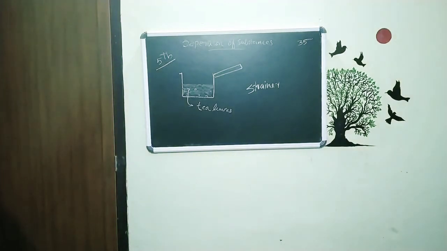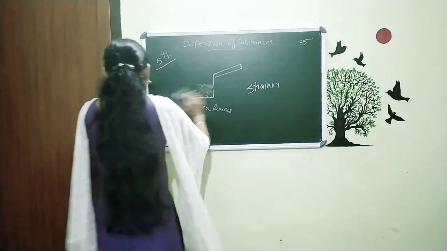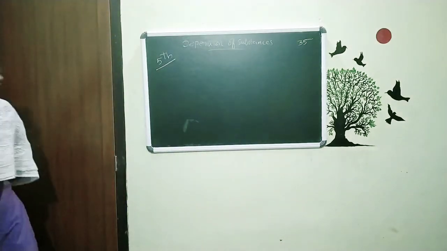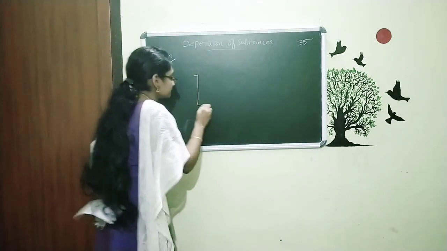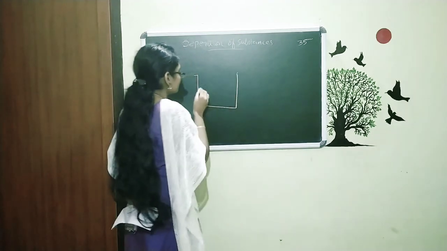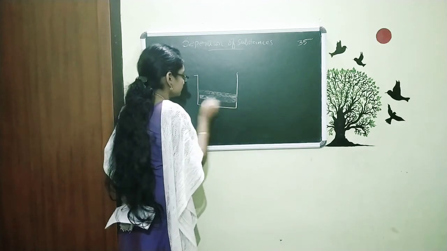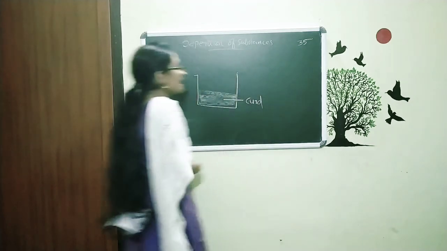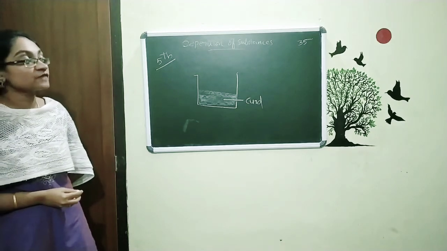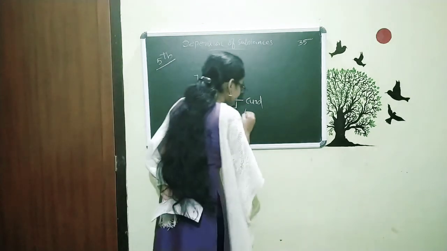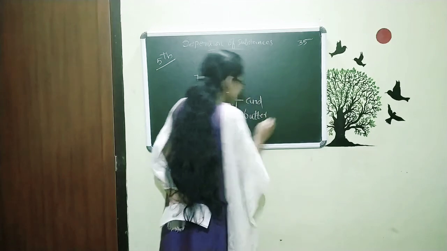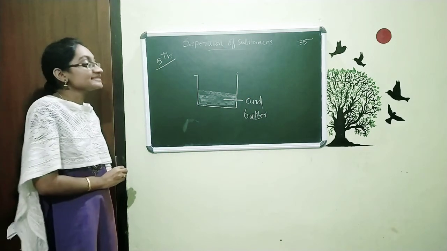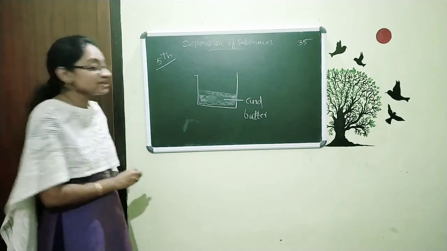Now I am going to give another example. In a beaker, I have some curd. I want to separate the butter from this curd. How can I separate this? I can separate this using a churner.